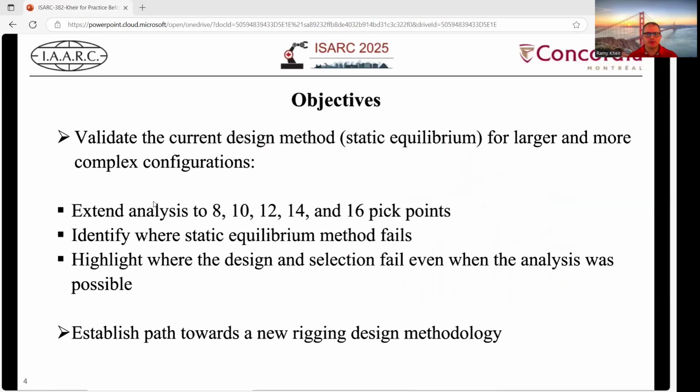The main objective of the study is to examine the static equilibrium method on a larger scale in rigging systems with more than 6 lifting points. This is done by extending the mathematical analysis in systems with 8, 10, 12, 14, and 16 peak points. The results will indicate the method feasibility in terms of analysis and design for each of the examined configurations, and also to open the way for a new design method that can be more efficient and accurate.